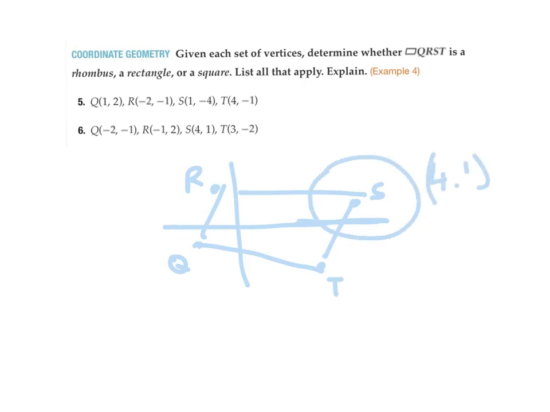But you know the rule now, do the distance formula, and then do the slopes to make sure. But when you've actually done that, you will realize that this answer is no. It's not a rhombus, a square, or a rectangle.